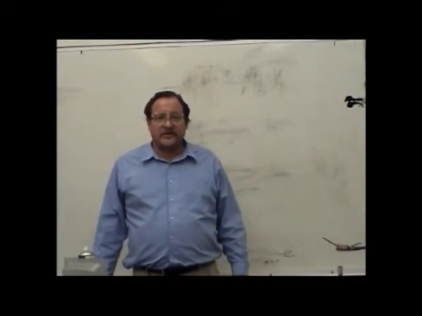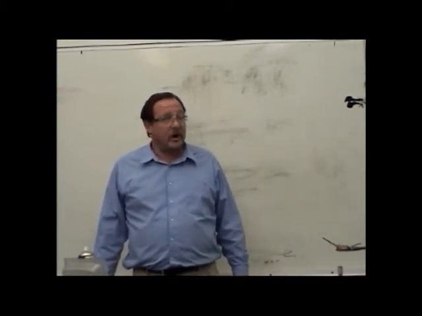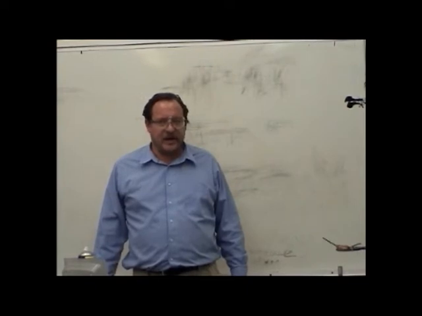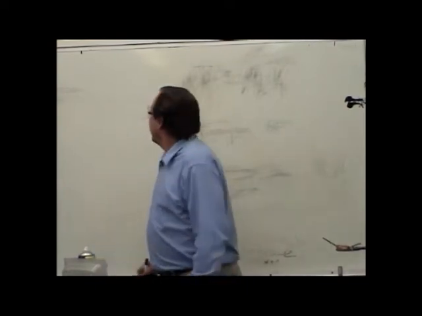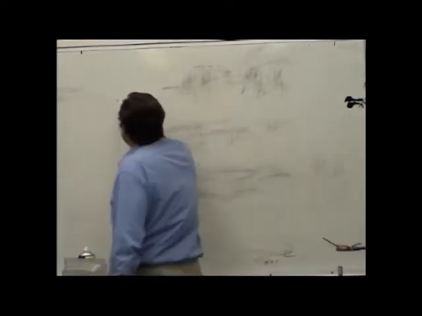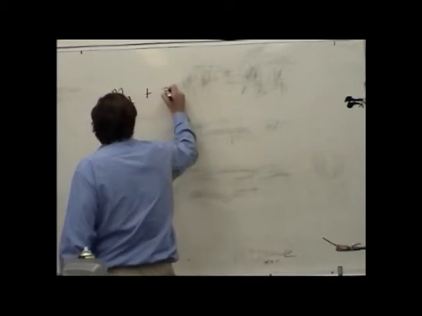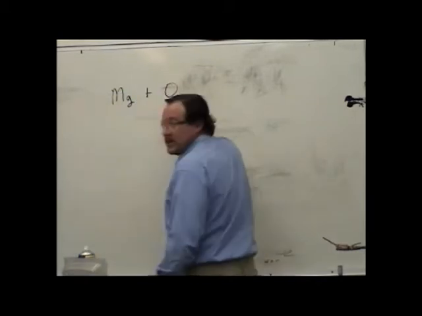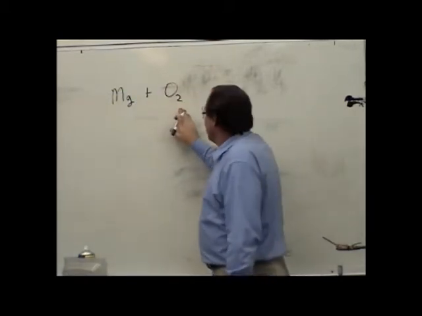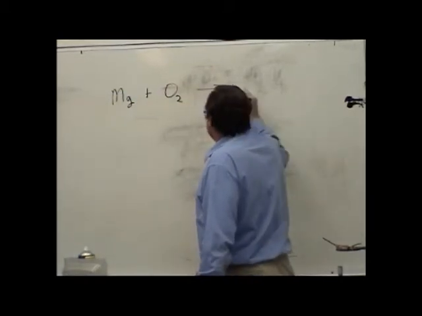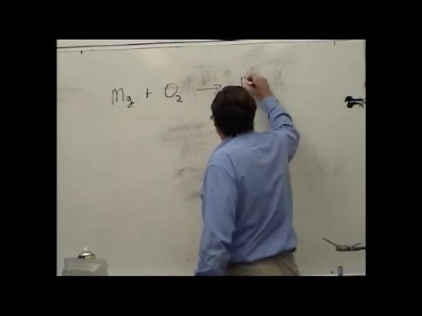In order to do this, the first thing we need is our balanced equation for the combustion of magnesium. In the combustion of magnesium, we have magnesium reacting with oxygen. Remember, oxygen is diatomic, so it has to be O2. And it yields magnesium oxide.